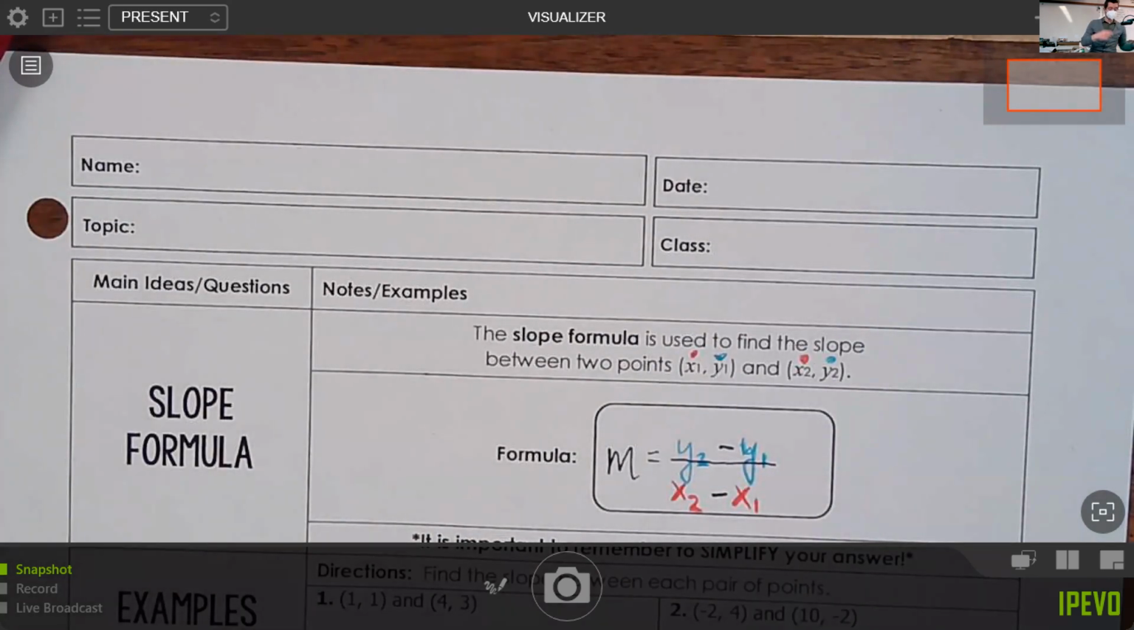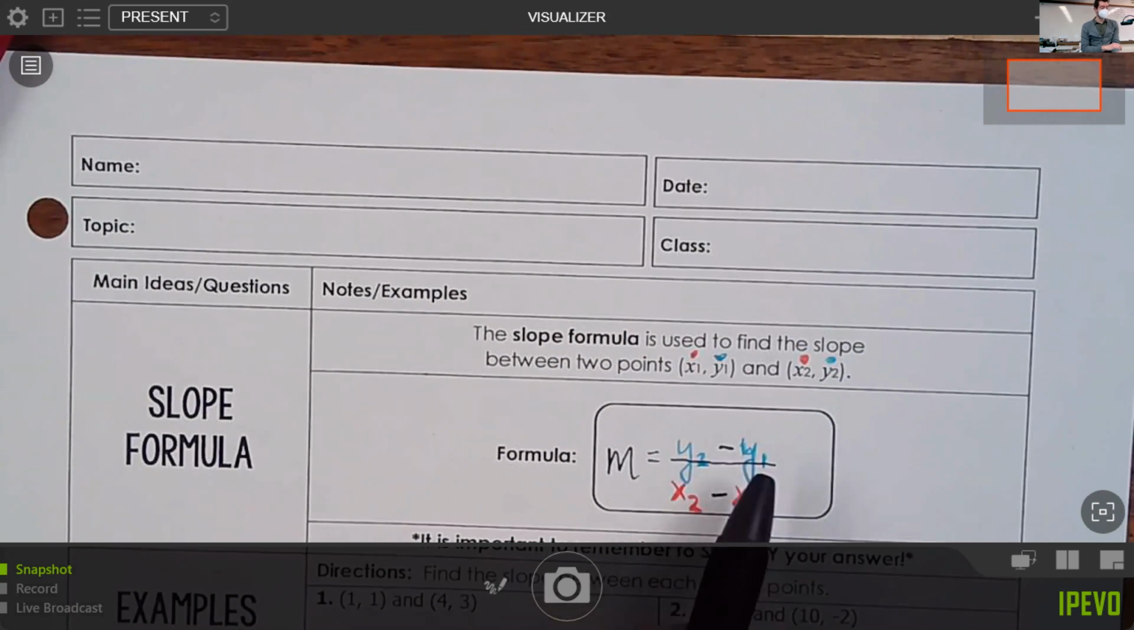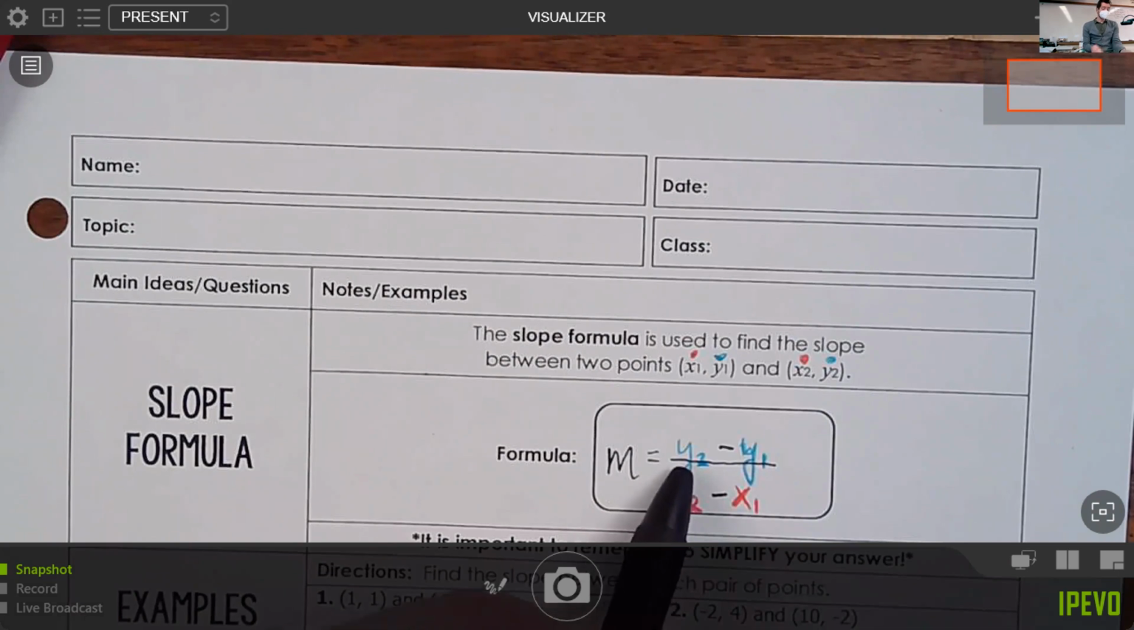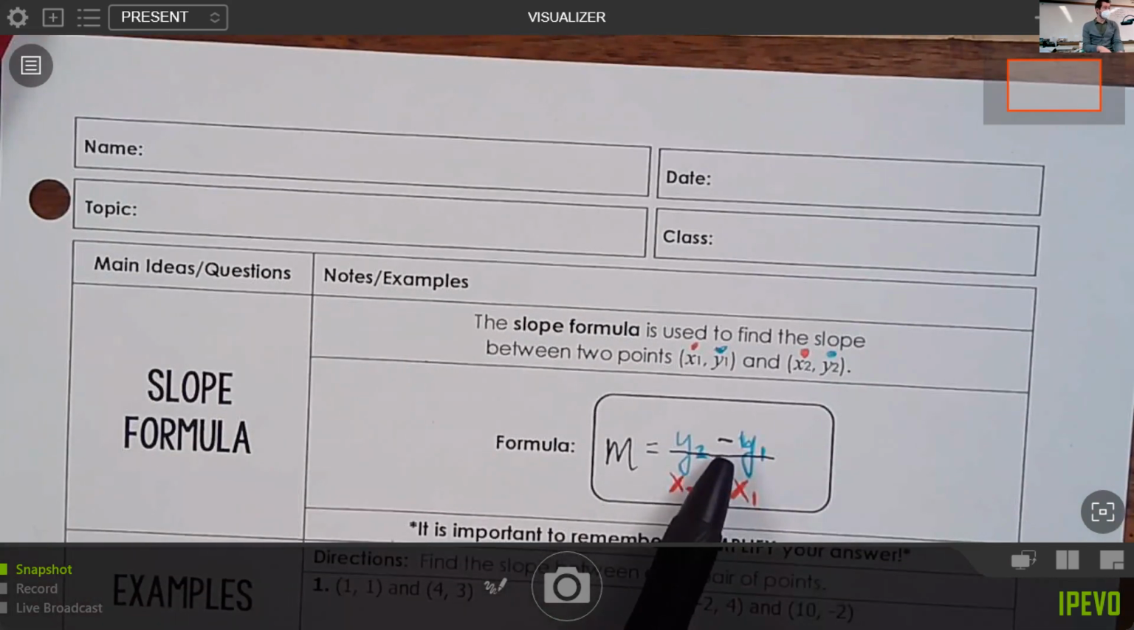Okay, let me ask you a question then. Is this subtraction part of this number? No. Okay. So this minus is not part of that number, and it's also not part of this number either. When we're plugging in for these values, this minus will always be there, and this minus will always be there. It is not part of either of those numbers.